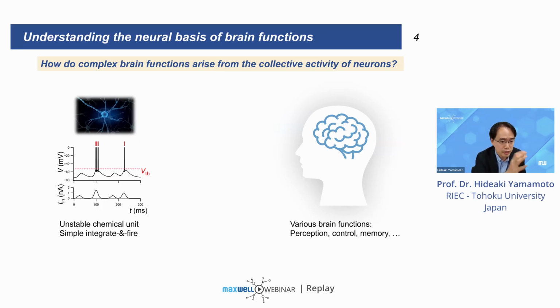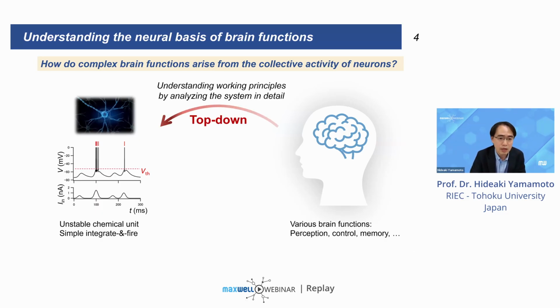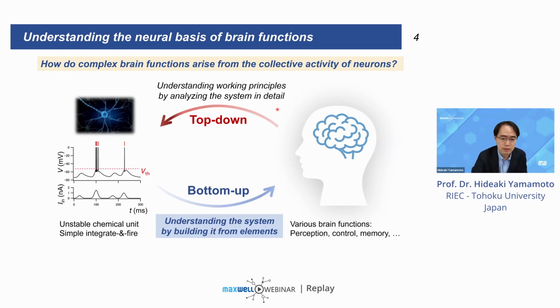And in neuroscience, the most common way of studying this relationship between the neurons and the brain is the so-called top-down approach, where we try to understand the working principles by analyzing the system in detail. And this kind of top-down investigation is playing critical roles in neuroscience, but on the other hand, as a property of complex systems in general, when we try to understand this relationship between the functional element in a system, not only such a top-down approach, but also an inverse, a bottom-up approach is necessary, in which we try to understand the system by building it from its elements.